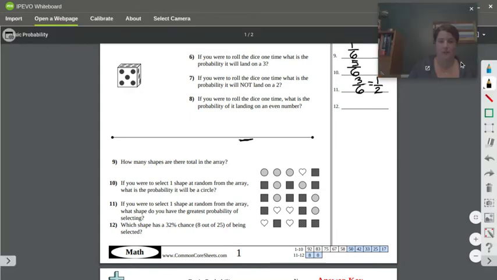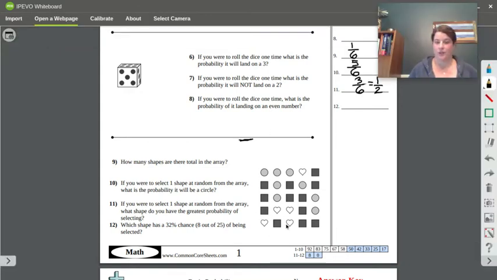This one uses this array of shapes, and we're talking about randomly selecting shapes. So let's take a minute to answer these questions, and we'll go over those together.